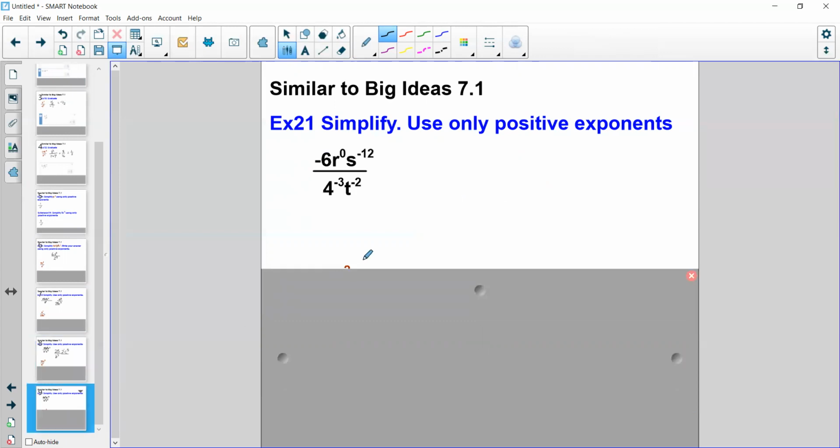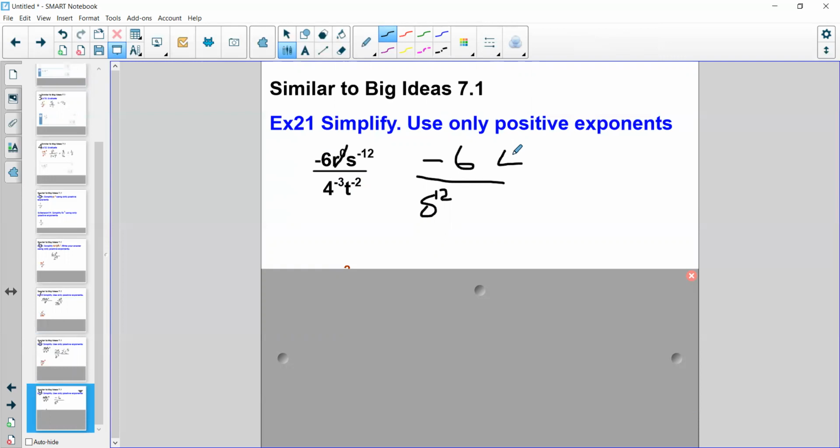And our last little homework reminder or homework help is this one. So we're just working along again. So we got negative 6. Power of 0 is just 1. Negative 6 times 1 is still negative 6, so it kind of like doesn't really do anything. S to the negative 12, so switch the position and make it positive. So S to the 12 on the bottom.